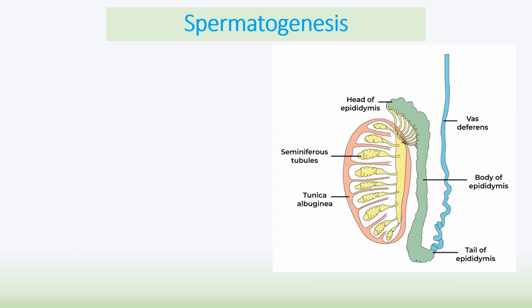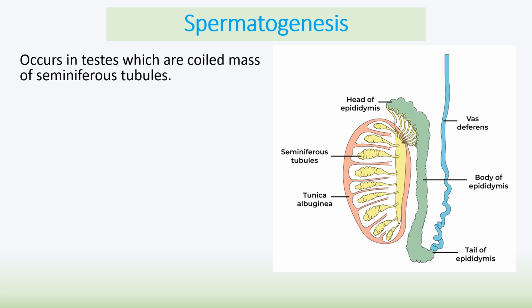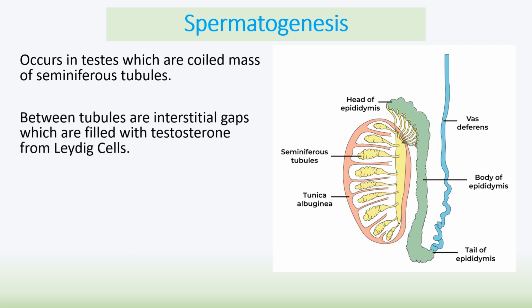At spermatogenesis then, which is the production of sperm in males. This occurs in the testes, which are a coiled mass of what we call seminiferous tubules. And you can see here, these are what we call the seminiferous tubules, these yellow bits in the testes. And between the tubules are interstitial gaps filled with testosterone from the Leydig cells.